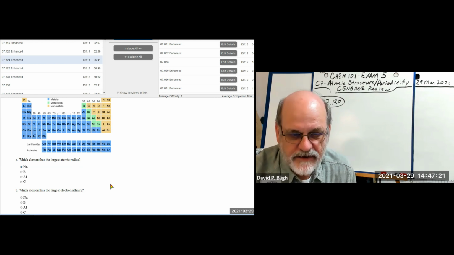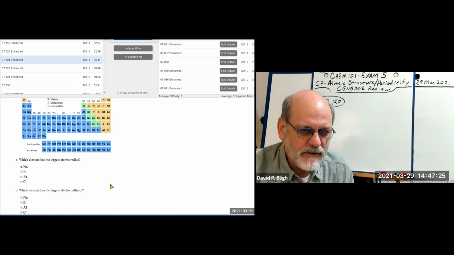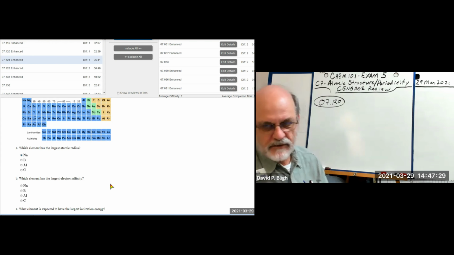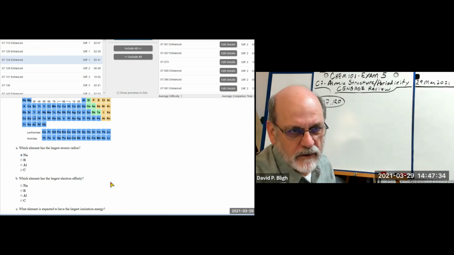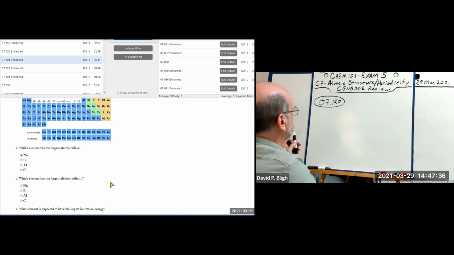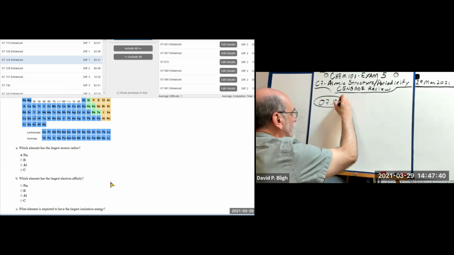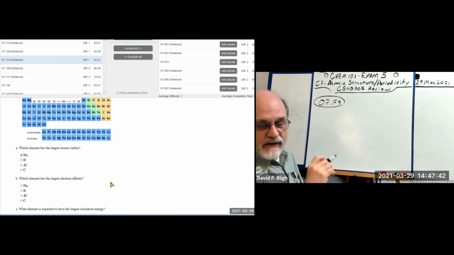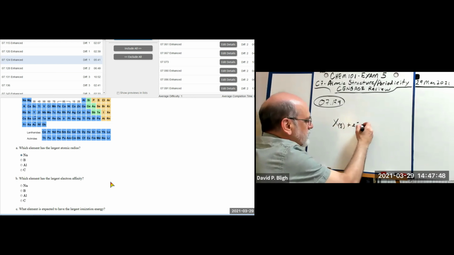Okay, which element has the largest electron affinity? Now, here's the question that I have to ask. Electron affinity, let's go back to the definition. Let's see, am I on the right one? No, we're on a different one, 124. Electron affinity takes the ground state atom in the gaseous state and adds an electron to it.